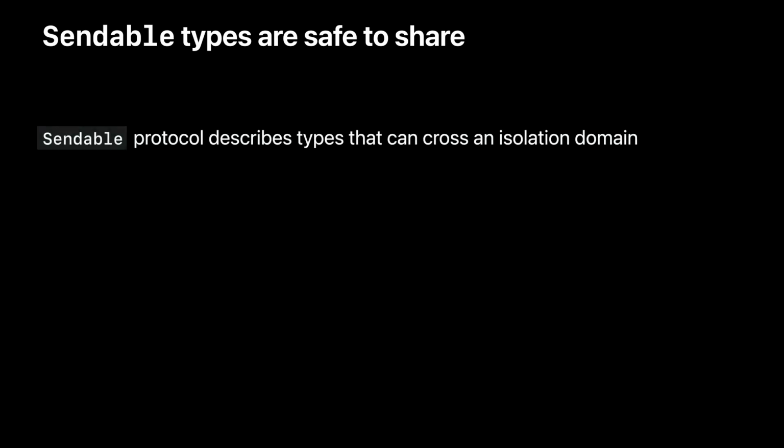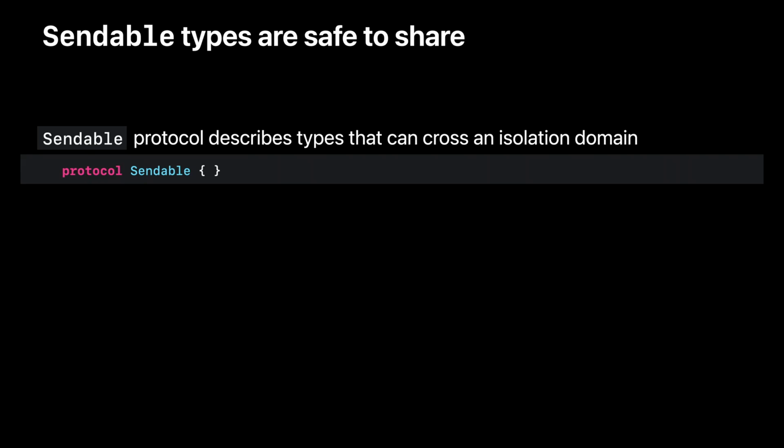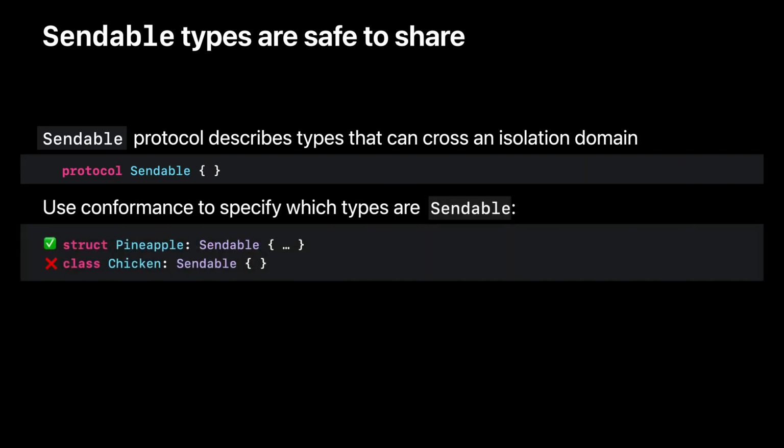We need a way to know that it was safe to share pineapples amongst boats, but not chickens. And then we need some checking in place in the Swift compiler to ensure that chickens aren't accidentally passed from one boat to another. Swift protocols are a great way of categorizing types so you can reason about their behavior. The Sendable protocol is used to describe types that can safely be shared across different isolation domains without creating data races. A type can be made sendable by writing a conformance. The pineapple struct conforms to Sendable because it's a value type, but the chicken class cannot because it's an unsynchronized reference type.